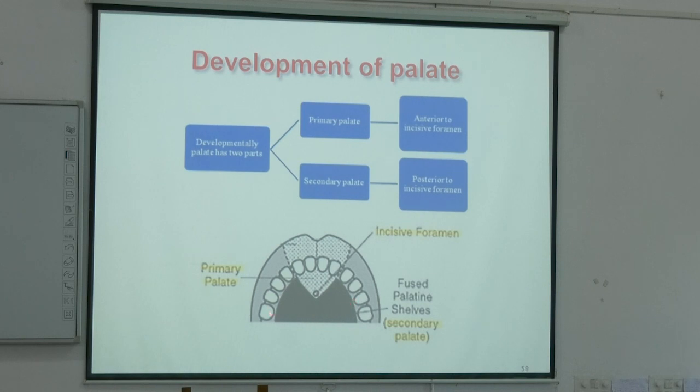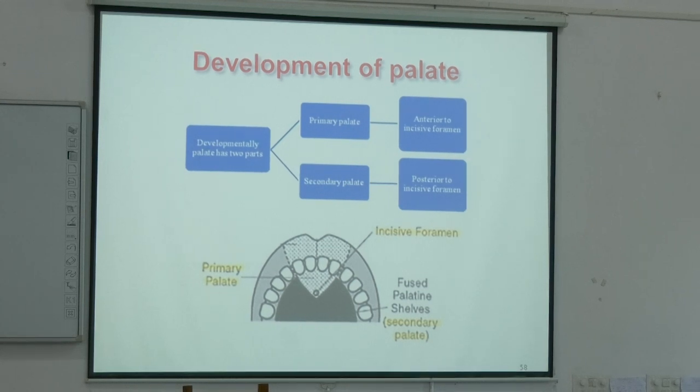Now, this particular region which you see here in the dark shadows is the secondary palate. How is the secondary palate formed? The secondary palate is formed from two tissues. We call them palatine shelves. Now, palatine shelves develop from the maxillary prominence. So, eventually, the frontonasal prominence and the maxillary prominence play the role in the formation of this palate.